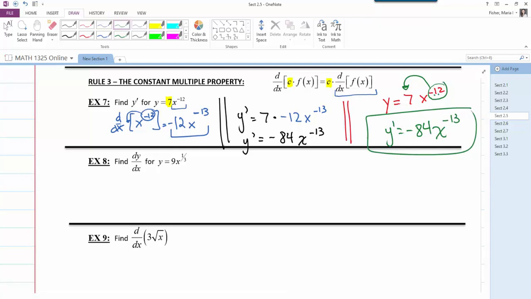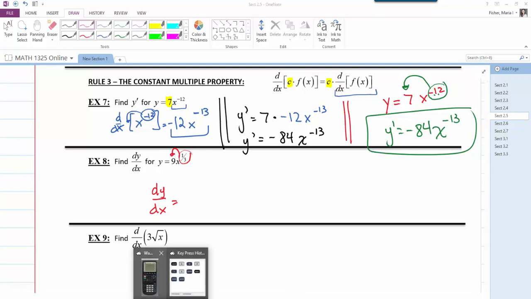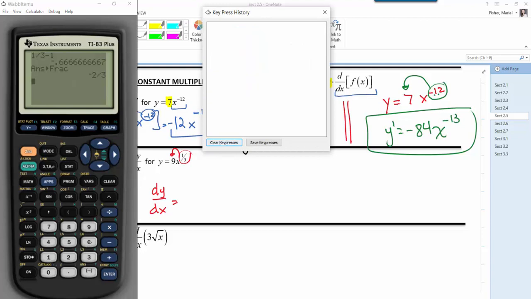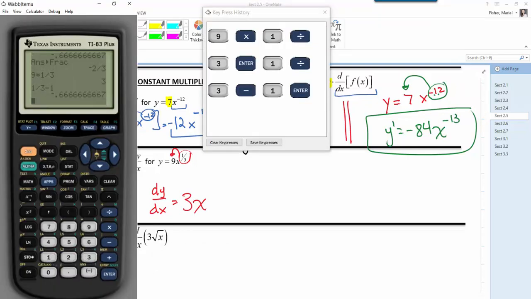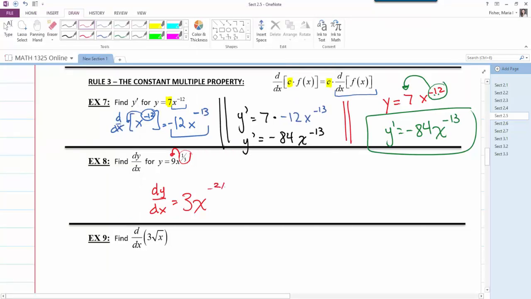Number 8, find dy dx for y equals 9x to the 1/3. Same thing as we did before. Dy dx is going to equal, you take your 1/3 power and you multiply it by 9. So we could do that on a calculator if needed. On a calculator, 9 times 1/3 is going to be 3. So 3x to the, and then it's going to be whatever 1/3 minus 1 is, and 1/3 minus 1, again, make that into a fraction, and you get negative 2/3. So the derivative of y equals 9x to the 1/3 is 3x to the negative 2/3.